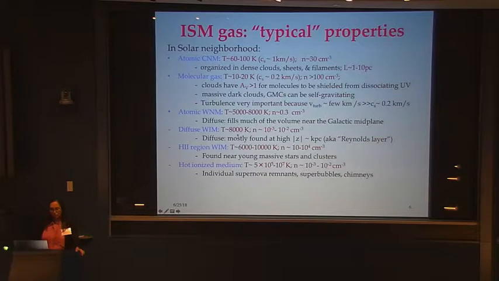So then there's the diffuse ionized medium. It's a bit warmer. It has lower density, largely because it tends to be found at higher altitude, where the overall density is lower. Sometimes you'll hear this referred to as the Reynolds layer, because that's after the person who first identified it in H-alpha observations. Then the HII regions, they can have a range of temperatures depending on the average spectrum of the high mass stars that are actually heating them. So for more luminous stars, a harder spectrum, the temperature will be higher.